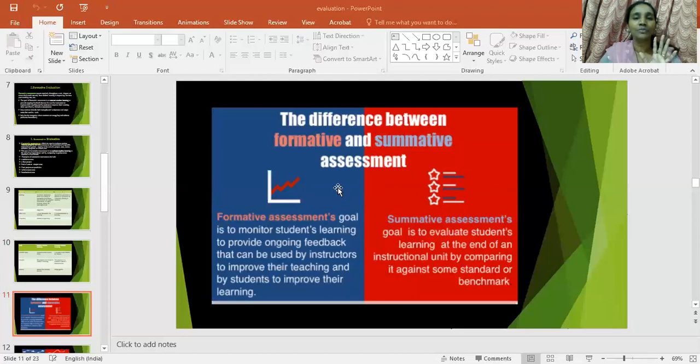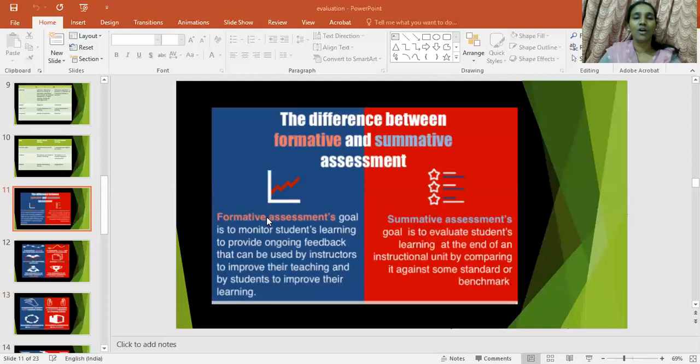Okay, now see here, formative assessment's goal is to monitor students' learning. Here I am showing the picture of learning. See, the learning graph is up, down, up, down, up. Here the teachers are going to judge their students' learning graph. That is the formative assessment, an ongoing process. And in summative assessment, the goal is to evaluate students' learning at the end of an instructional unit.